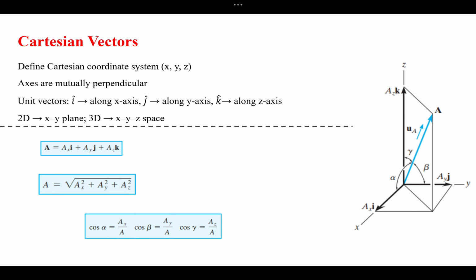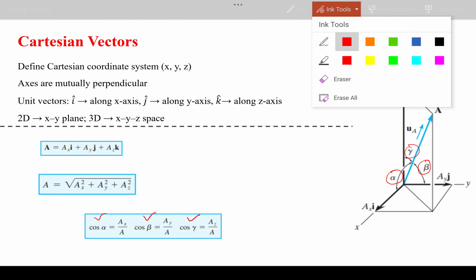Alright, next is to find out the cosines. These are called the direction cosines of the Cartesian coordinate vector, which we can get if we know the angles with the axes. If you know alpha, the angle with the x-axis, beta, the angle of the vector A with the y-axis, and gamma, the angle with the z-axis, then we can simply find these cosines by taking the cos of those angles.